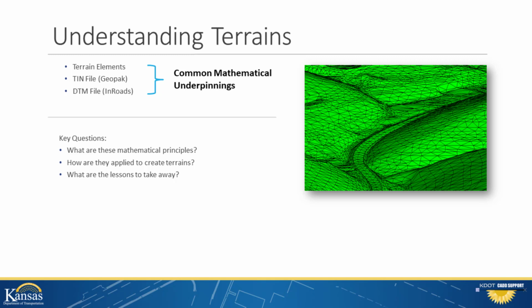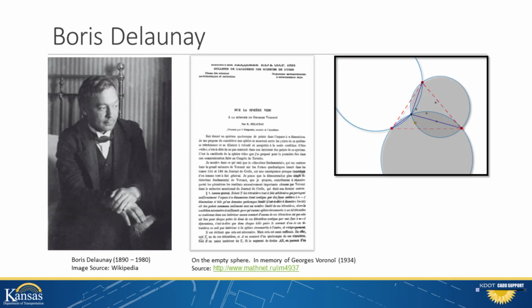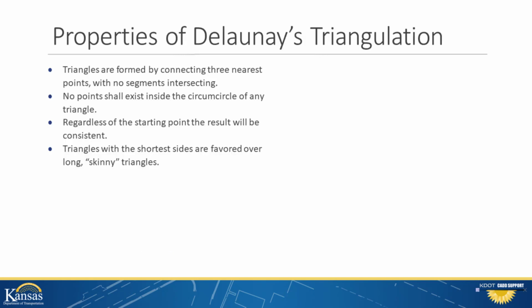But what are these principles? How are they applied to create terrains? And what do these processes teach us about terrain data? These formats all rely on the work of a Russian mathematician and mountain climber named Boris Delaunay. In 1934, Delaunay published an important paper that outlines a method for defining a set of interconnected triangles from a set of points. This method is commonly referred to as Delaunay's triangulation.